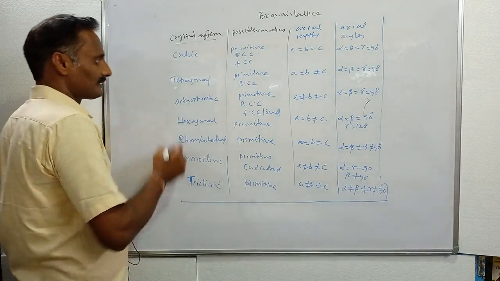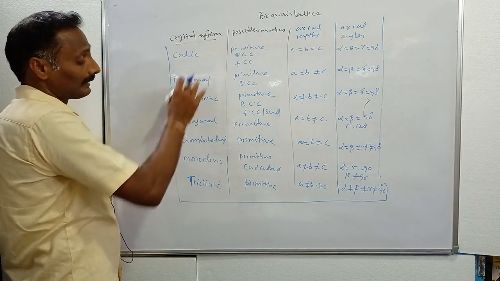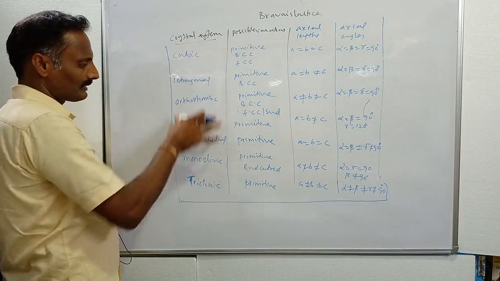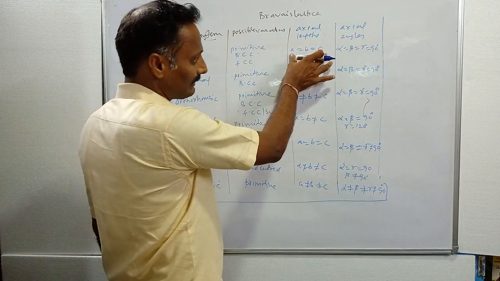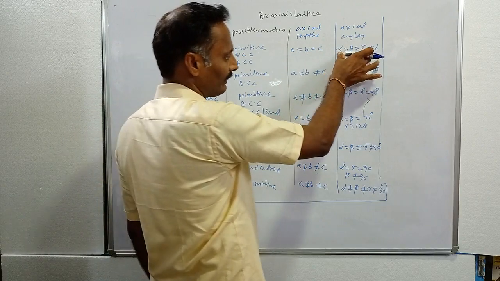These are the possible variations in 7 types of crystal systems. These are 7 types of crystal systems. These are 14 possible variations here. Here are their edge lengths, and this is the angle of edges.